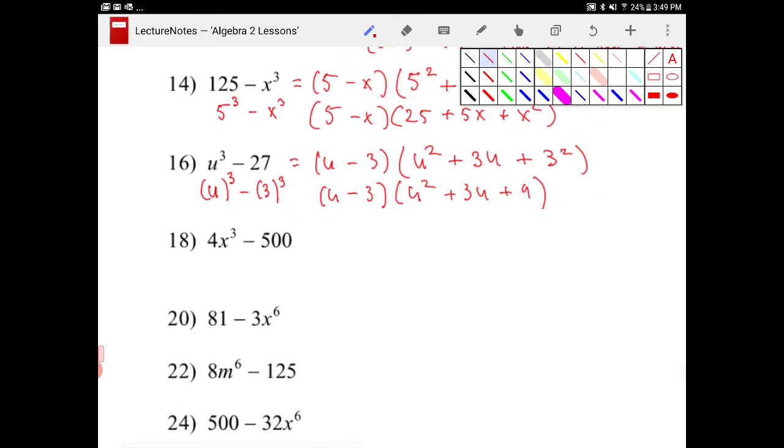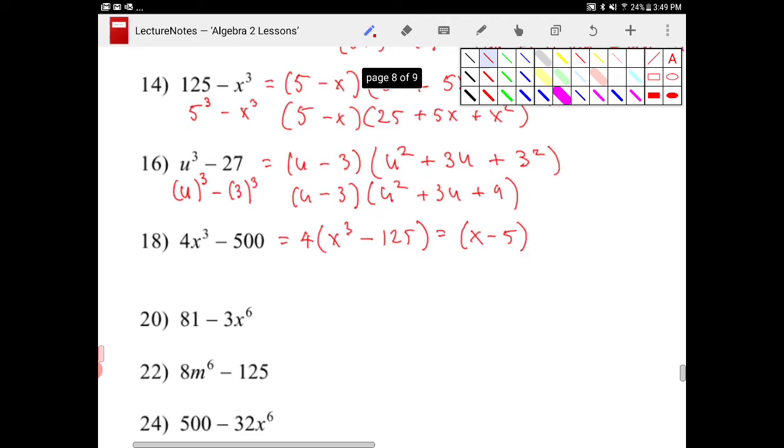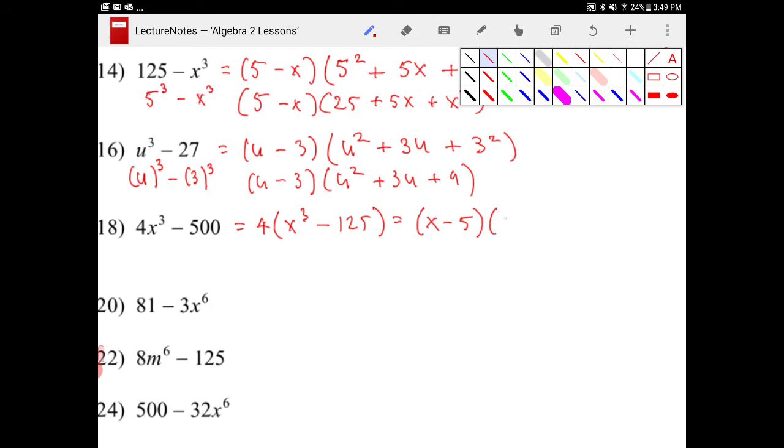All right, common factor of 4, x to the 3rd minus 125. 125 is really 5 cubed, so this is going to be x minus 5 times x squared plus 5x plus 25.